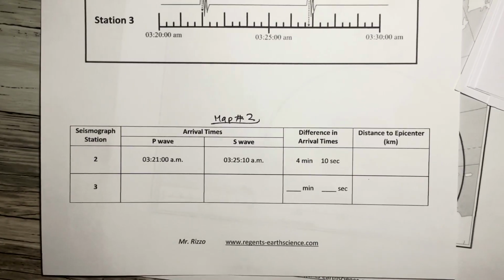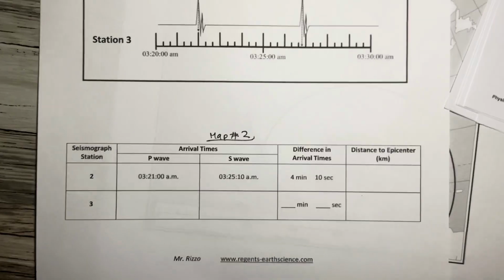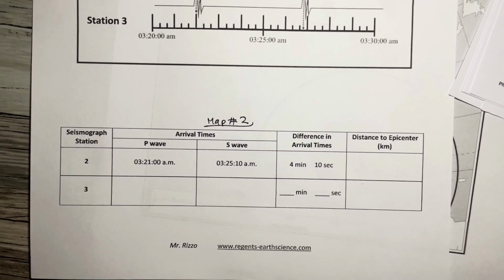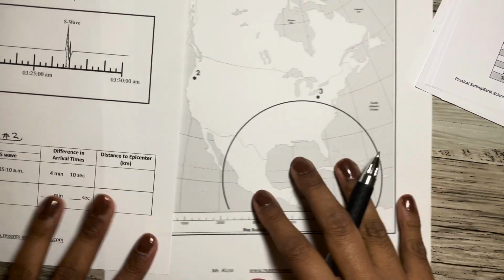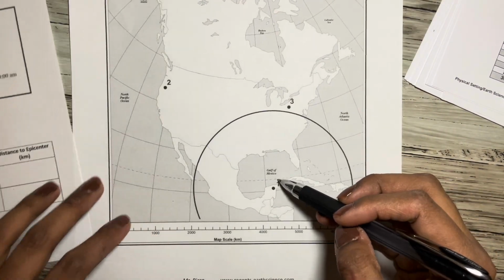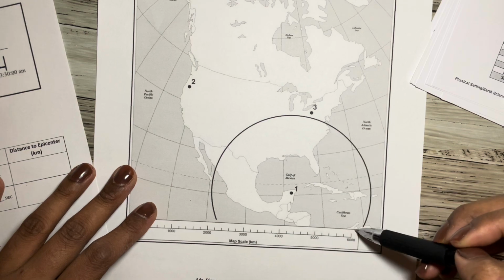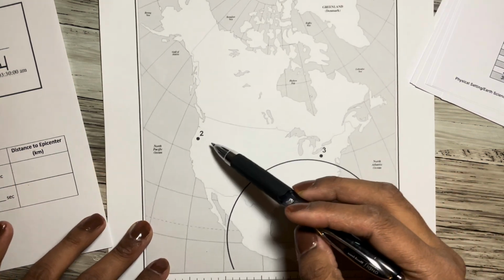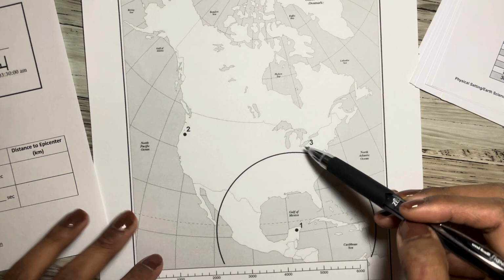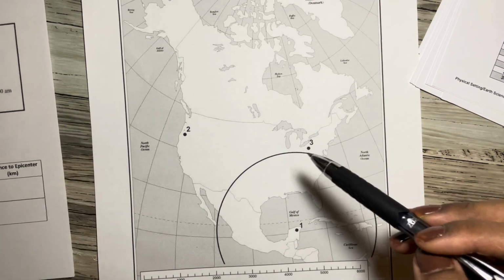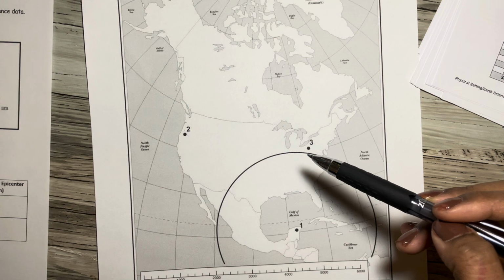Hey guys, now we're going to talk about how to do map 2 on our lab. So map 2, if you go to the next page, looks very similar to what we've done in the previous video, where we already have station 1, and we know how far away the earthquake is from station 1. We just need to figure out how far away the earthquake is from station 2 and station 3 right here, and that way we can figure out exactly where the earthquake is.